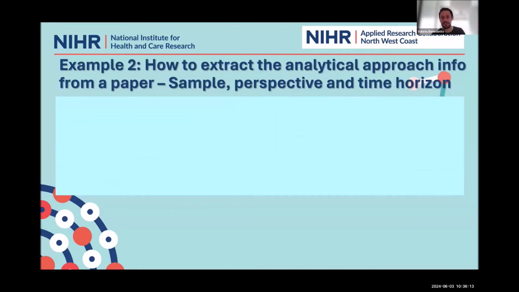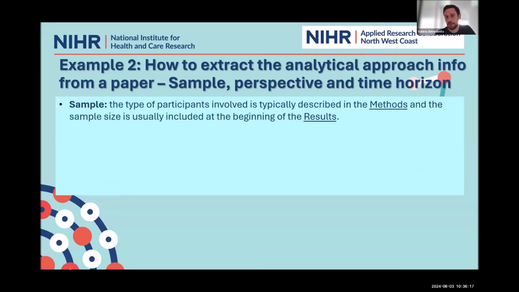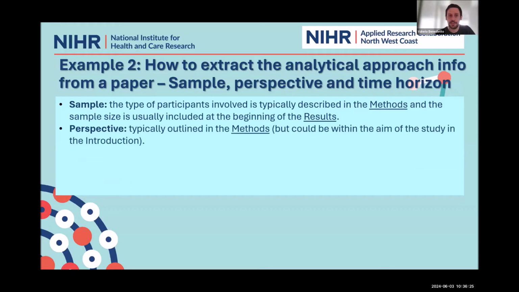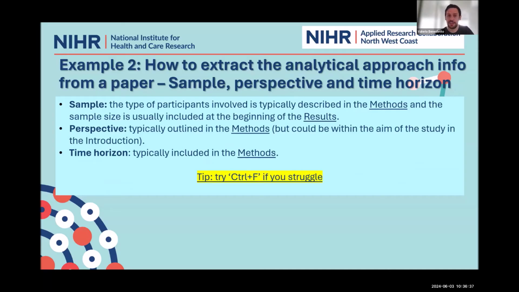How to extract this information from a paper? Now, the sample: you will usually find information about the sample in the methods, and the sample size is usually included at the beginning of the results section. The perspective is typically outlined in the method, but could also be within the aim of the study in the introduction. And the time horizon, again, should be included in the method section.